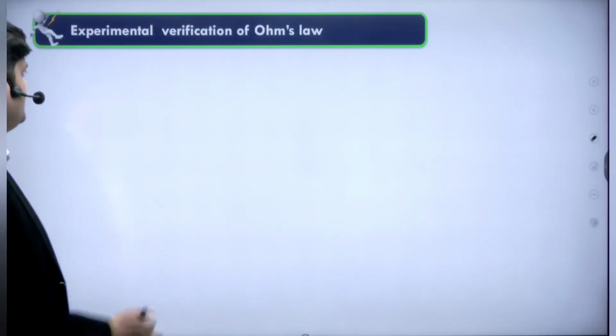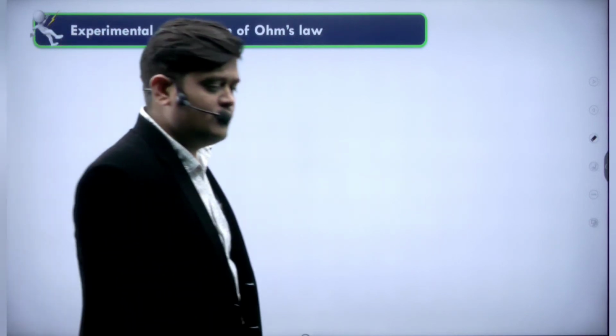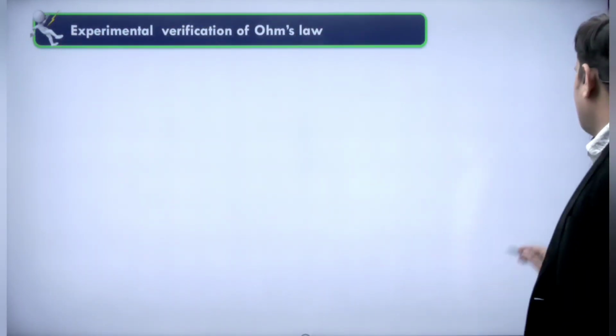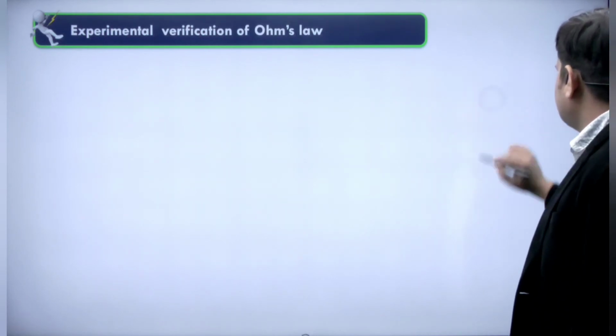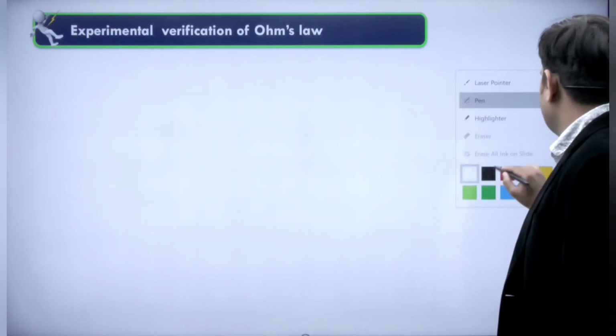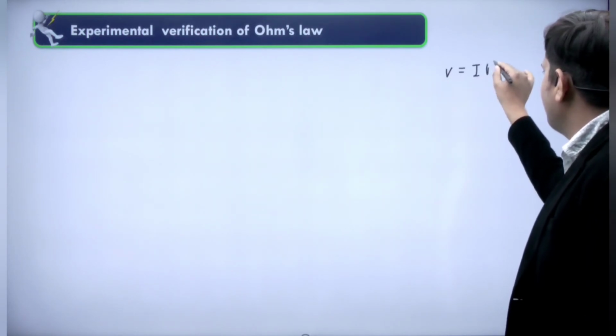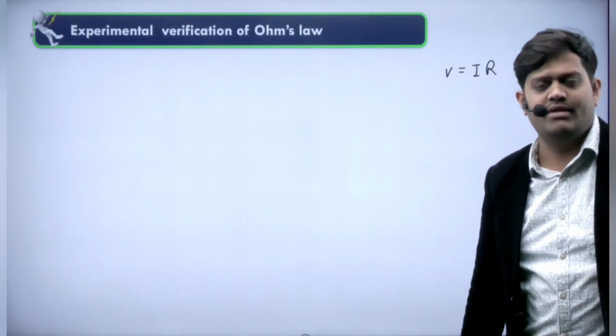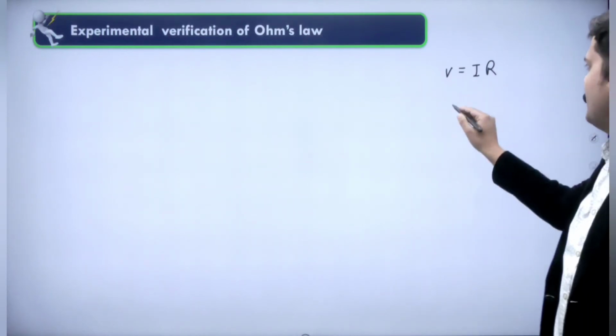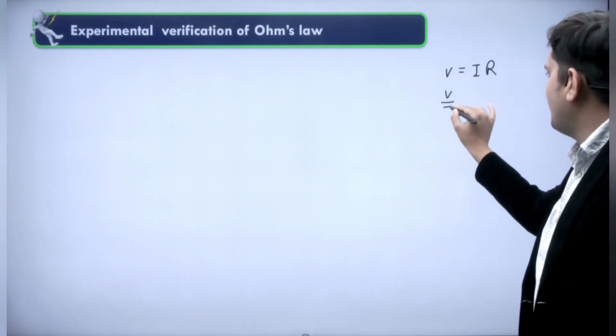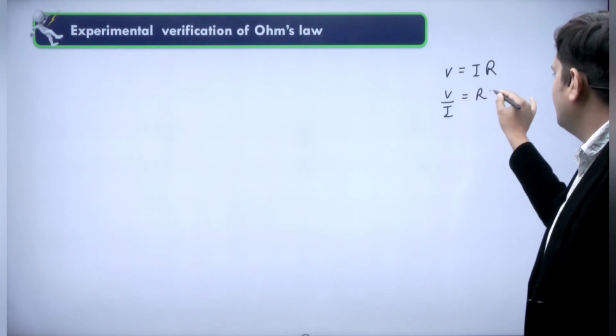Now we are going on the last topic, and the last topic is the experimental verification of Ohm's law. So my dear, as we know that Ohm's law is V equals IR, right? And by this concept V equals IR, we can say that V upon I is constant.